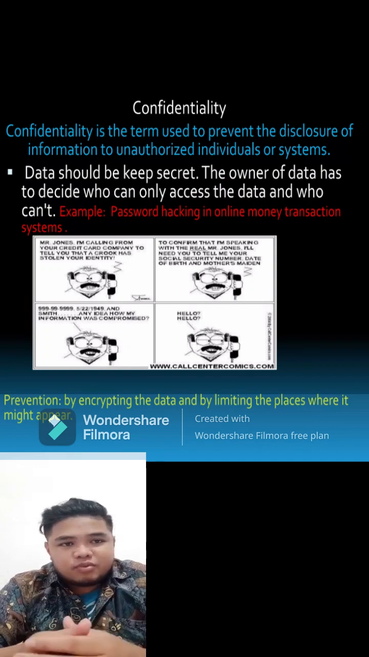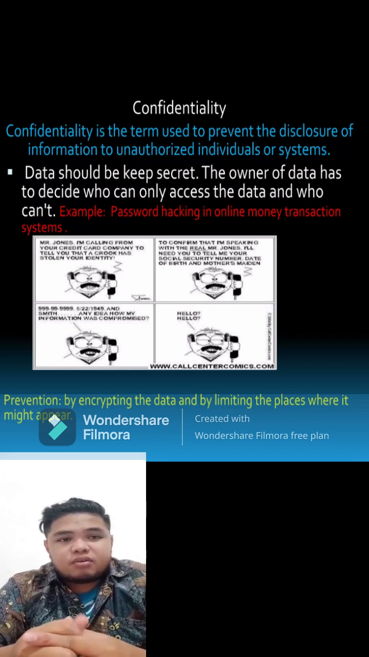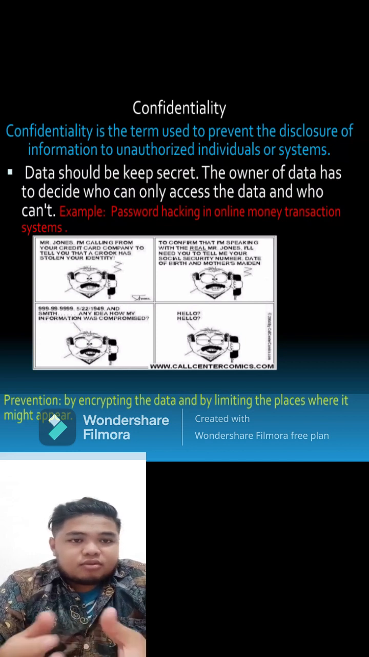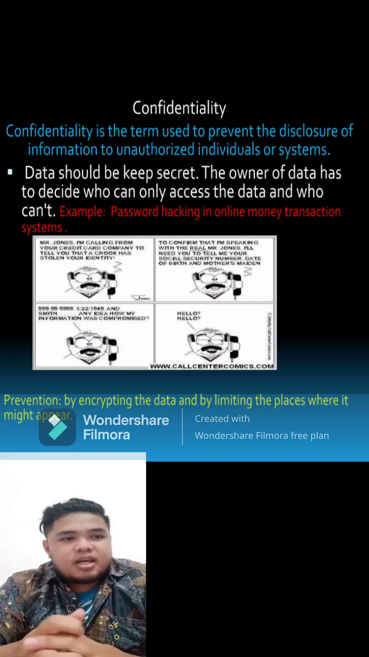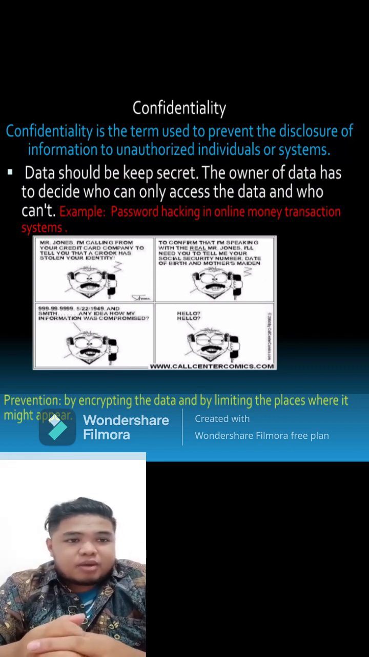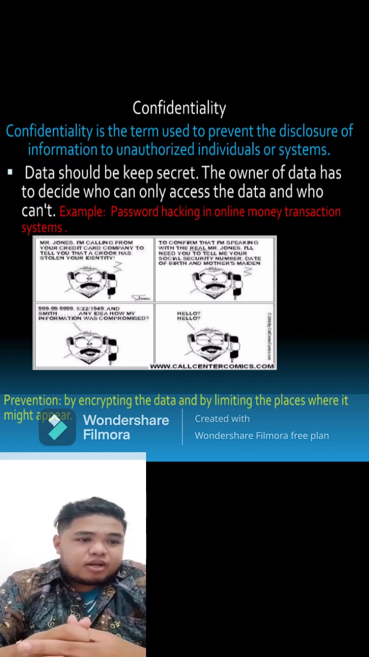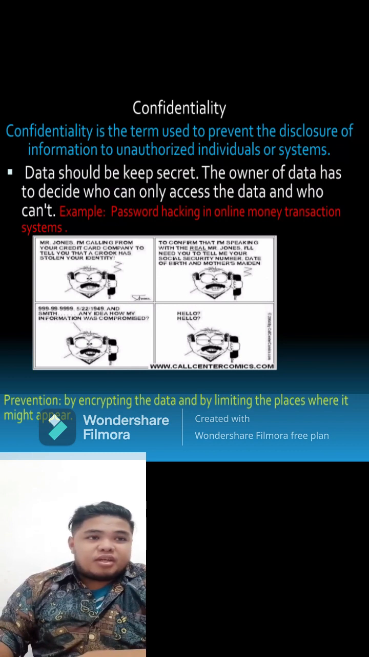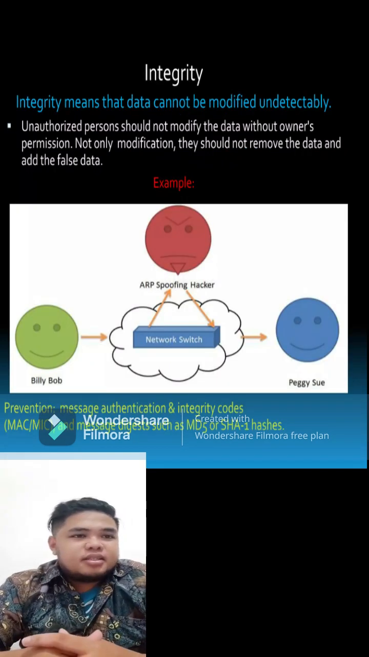Confidentiality is a term used to prevent the disclosure of information to unauthorized individuals or systems. Data should be kept secret. The owner of the data has to decide who can and who can't access the data. Example, password hacking in online money transaction systems. To prevent it, encrypt the data and limit the space where it might appear. So in the next slide, integrity.